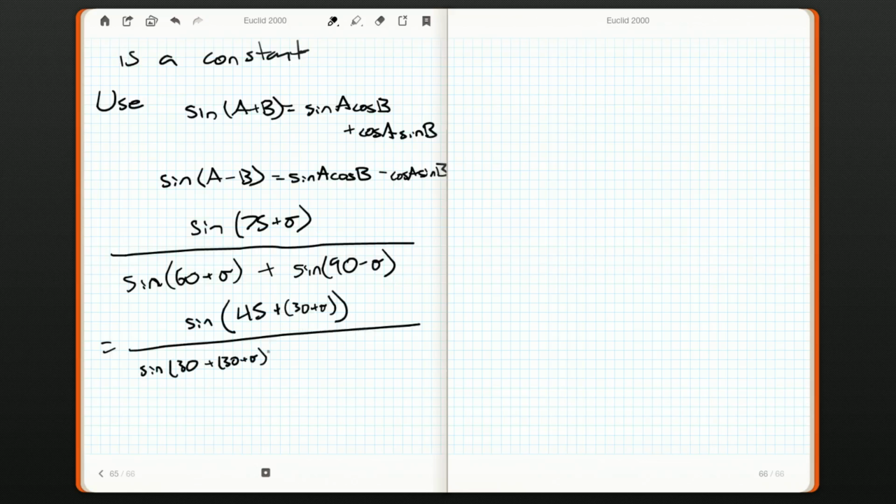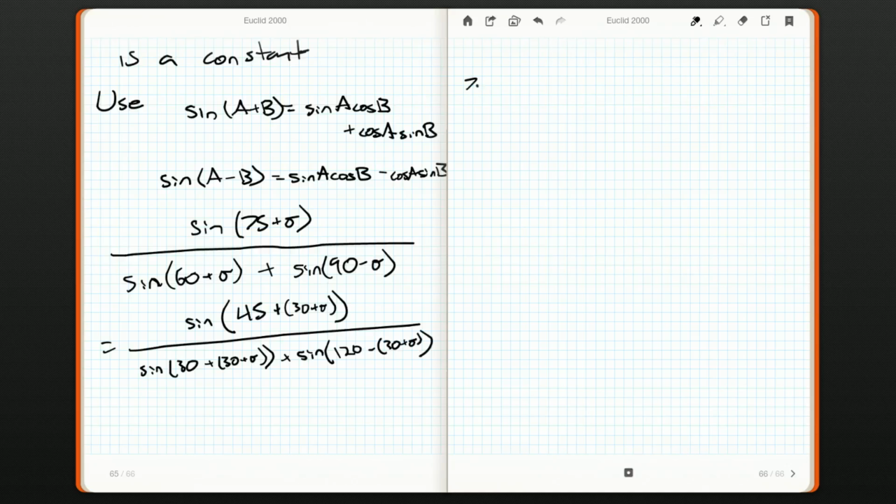$30 plus sigma plus sine, and now we have 120 minus 30 plus sigma. Okay. And so that's going to be sine 45, which I don't care about, cos 30 plus sigma, plus cos 45, which again is a constant, it's 1 over root 2, sine 30 plus sigma. So now I have some 30 plus sigmas.